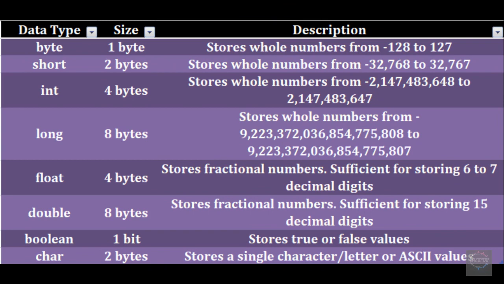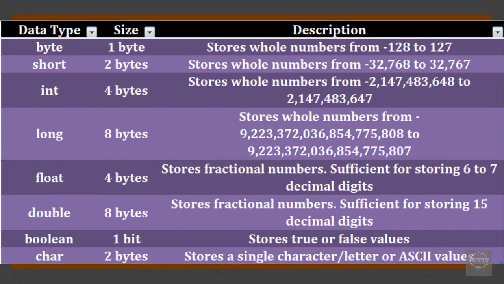Decimal values are handled by float and double in Java. Float holds fewer decimal digits and double holds more, because Java allocates more space for double than float. The last one is char, which can hold a single character. The other one is boolean. Boolean can store only true or false. Hope you understood all these things. These all belong to primitive data types.